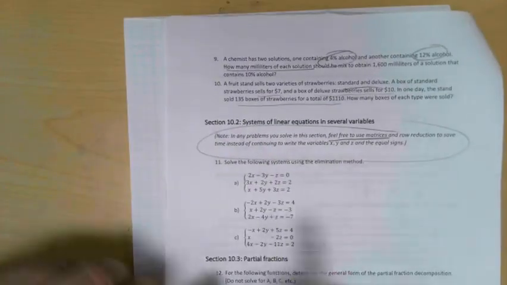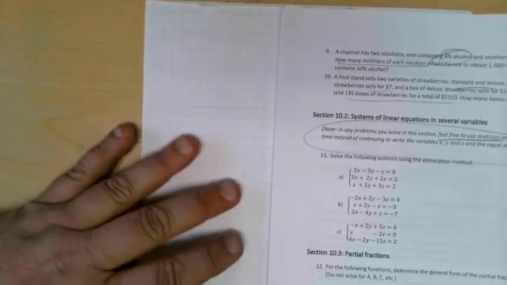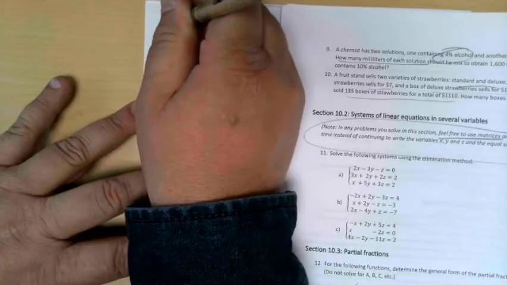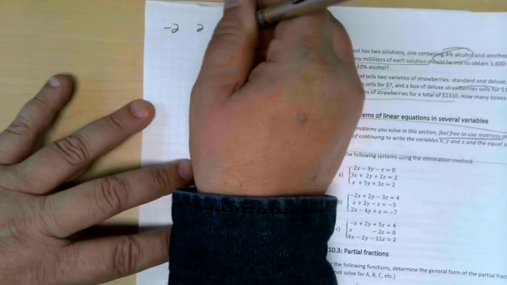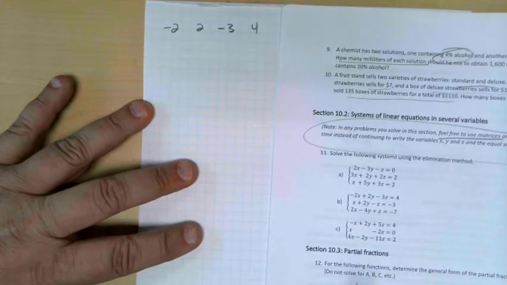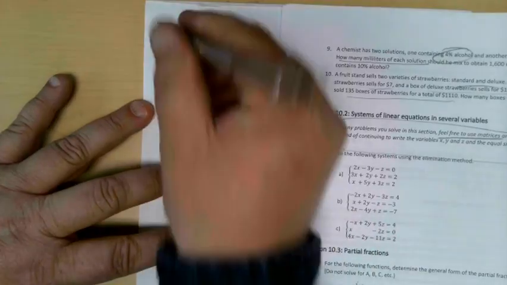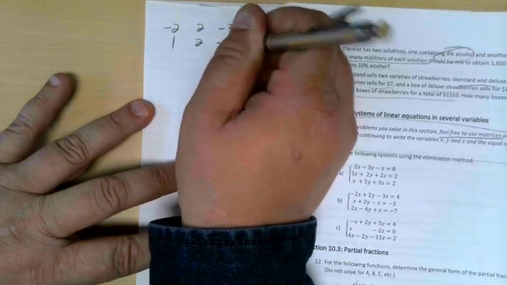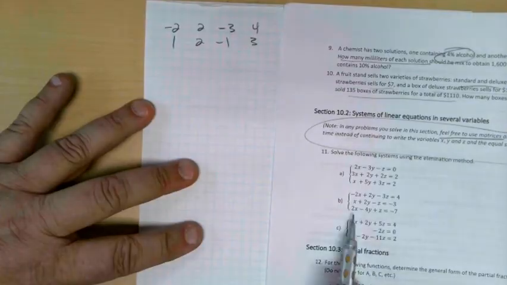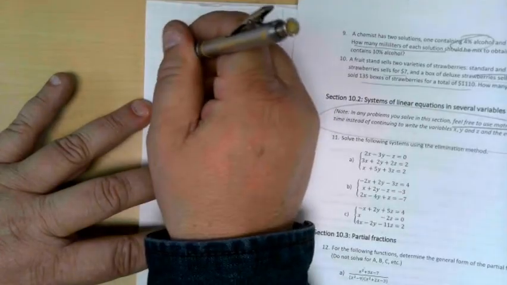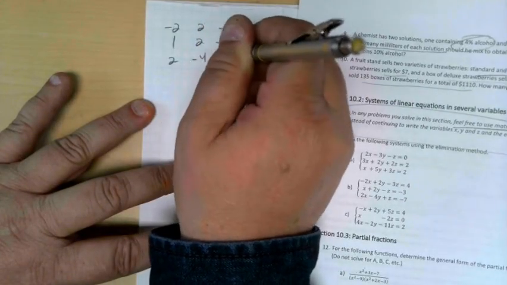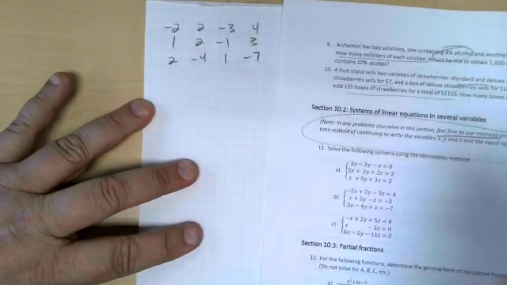Let's look at something else. B is right here. So let me copy it down. I'm going to write a matrix. -2x plus 2y minus 3z is equal to 4. -2, 2, -3, 4. Check. 1, 2, -1, 3. Okay, and then 2, -4, 1, -7. Okay, let me check here.